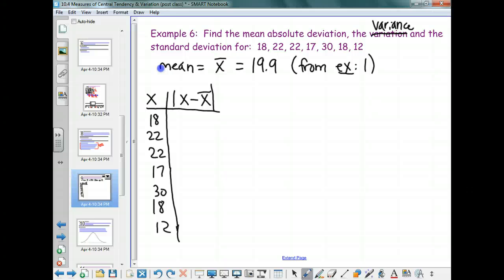Chelsea, I'm going to let you tell me them because I see you've got a calculator going on back there. Let's just go in order. Do 18 minus 19.9 and tell me what you get. 1.9. Okay, and then 22 minus 19.9. 2.1. She's giving me only positives because we really want the absolute value here. I've got another 22, so I've got another 2.1. What's 17 minus 19.9? 2.9. 30 minus 19.9. 10.1. 18 I already did, so we're good there. And then 12 minus 19.9. 7.9. Does everybody know where those numbers came from? Now it's time to ask if you're not so sure.